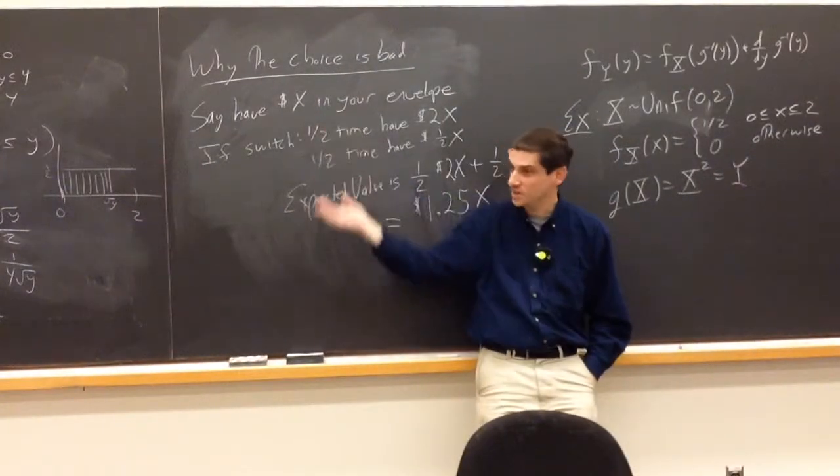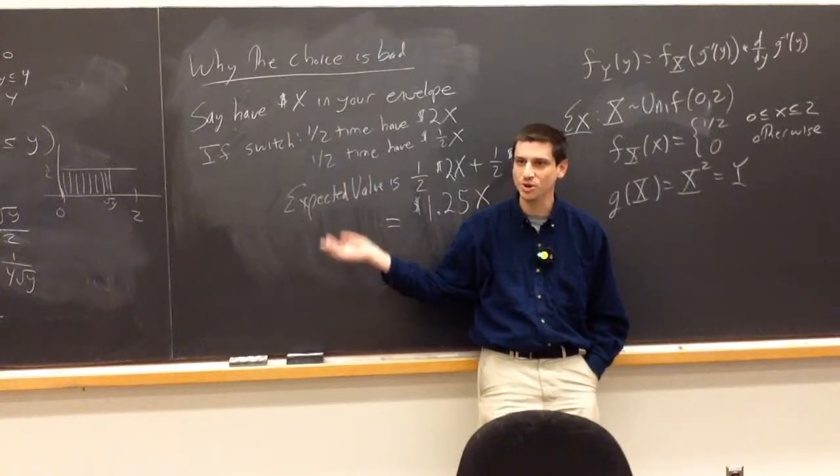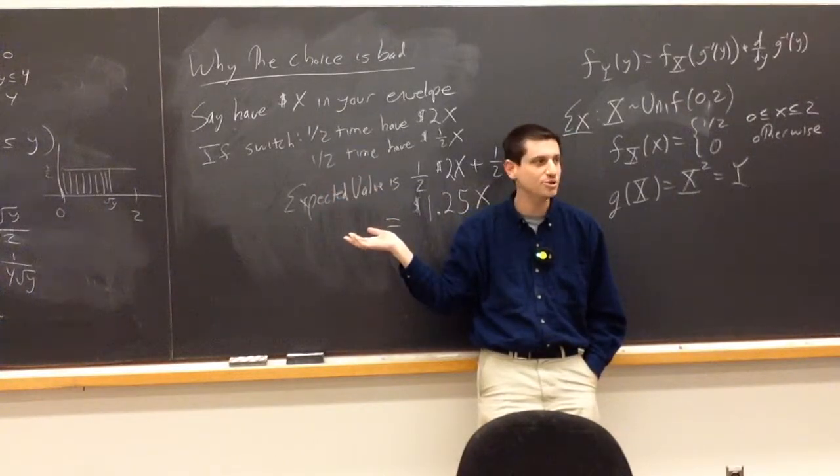Where do things break down? I mean, our expected value is positive by switching. We go from expecting X dollars to 1.25X. And then you can get infinite money. Yes. What's wrong?